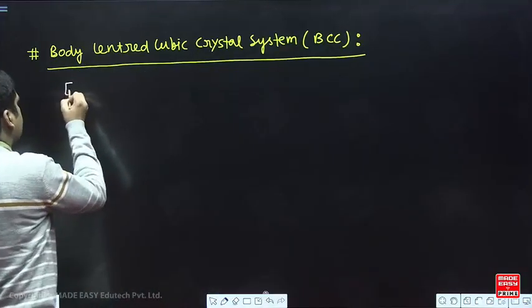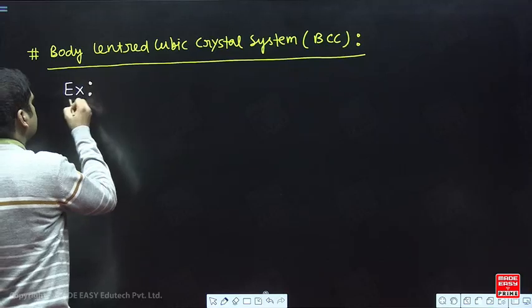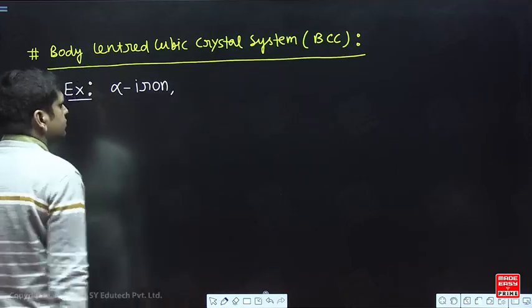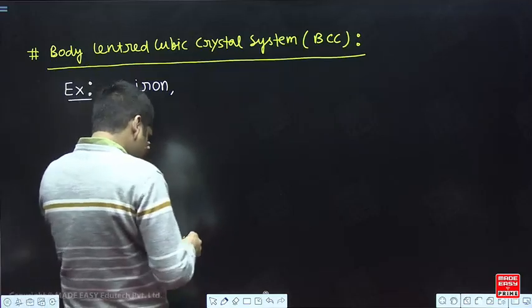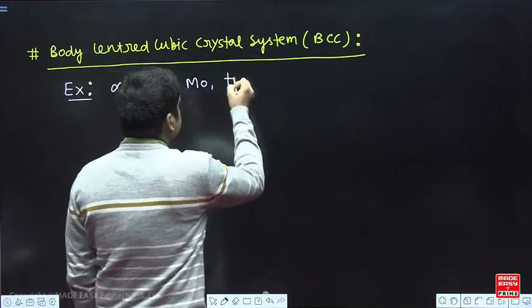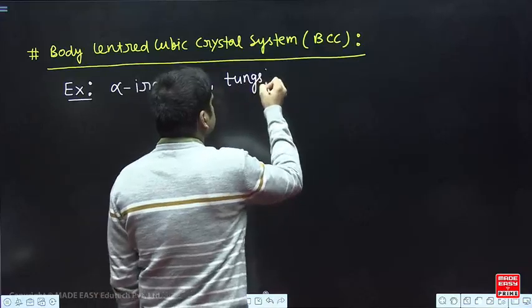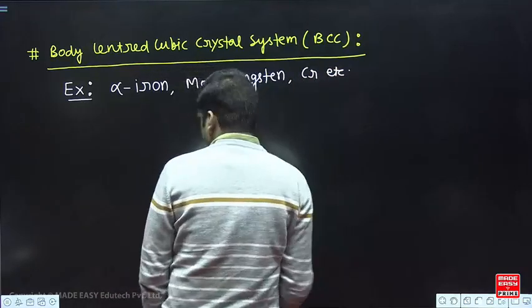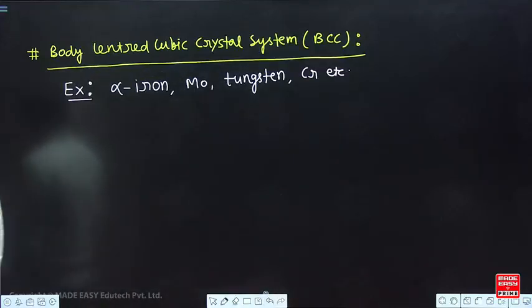Examples for BCC are alpha iron. The iron which is found at room temperature is known as alpha iron. Molybdenum, tungsten, chromium, etc.